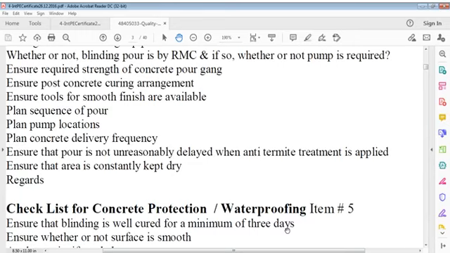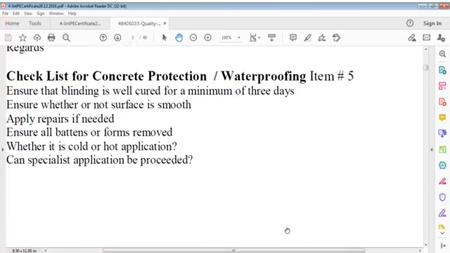You have to think, ensure that pour is not unreasonably delayed when anti-termite treatment is applied. You have to cover that treatment as soon as possible, in a couple of days. Ensure that area is constantly kept dry. That's it.